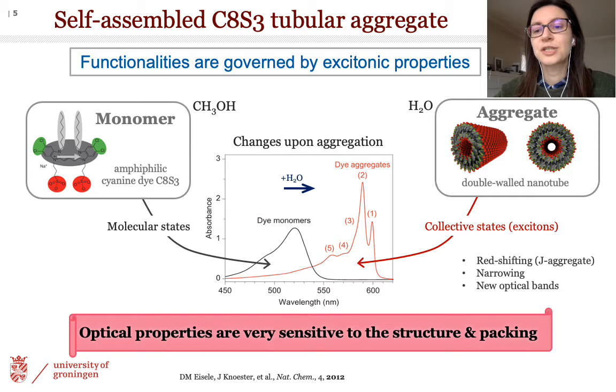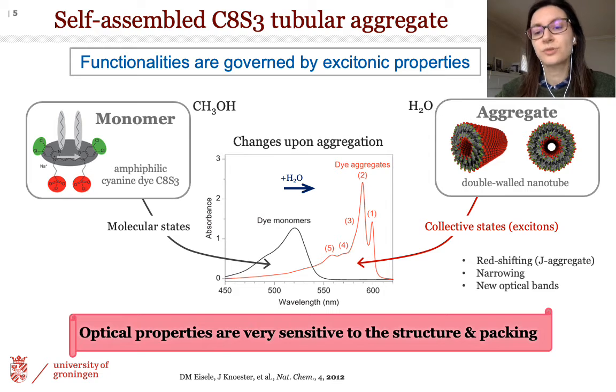These interesting functionalities are governed by the excitonic properties. The individual molecules within the double-wall C8S3 aggregates are closely packed and held together via non-covalent interactions. The close packing interactions give rise to the aggregate's collective properties. The collective states, or excitons, are delocalized, or shared by many molecules of the aggregate. As a result of such delocalization, the absorption spectrum of the aggregate is redshifted, narrow, and has more structure in it compared to the broad monomer spectrum.